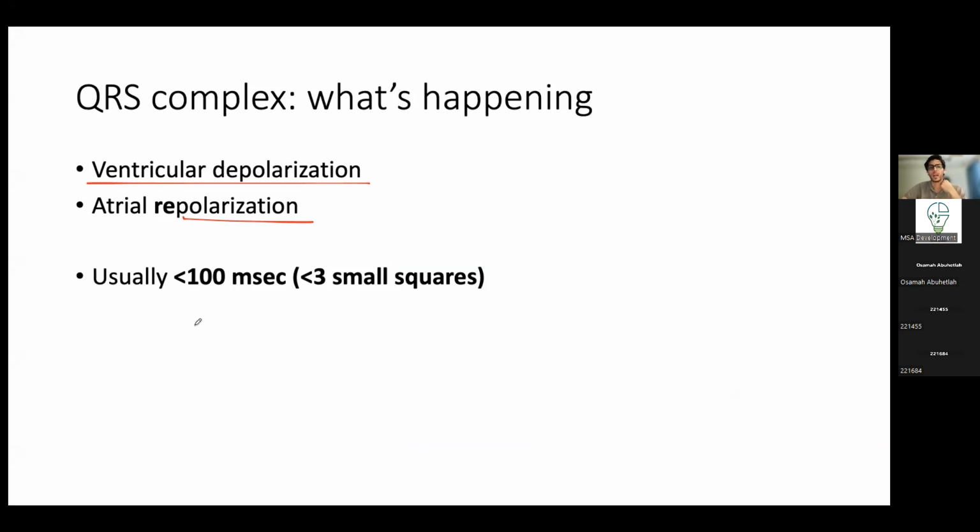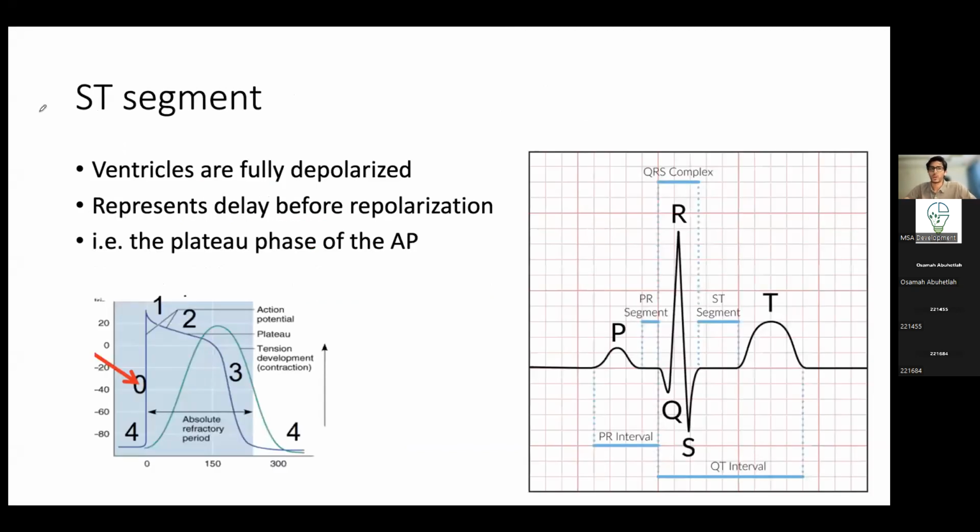All right. And the QRS complex is usually less than 100 milliseconds. And for ease, it's less than 3 small squares. All right. Next, after the QRS complex, we have the ST segment, which is the isoelectric line between the S and the T wave. And this is when the ventricles are fully depolarized, but are not starting to repolarize just yet. And if you correlate that to the action potential of the ventricles, it correlates to phase 2, which is the plateau phase of the ventricular action potential. All right.